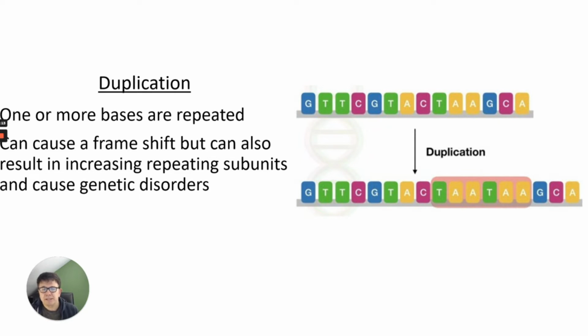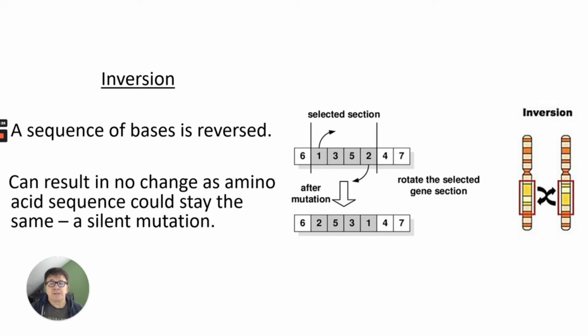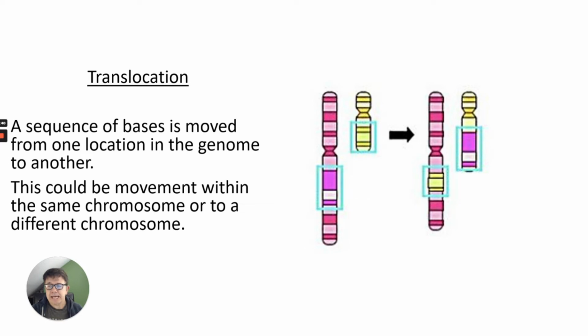And again, it causes a frame shift, but it can also result in increasing repeating subunits and causing quite serious genetic disorders. Inversions are where a sequence of bases is reversed. That can result in no change, as the amino acid sequence could stay the same, and it's known as what we call a silent mutation, where it has no effect. And then translocation, where a sequence of bases is moved from one location in the genome to another. This could be movement within the same chromosome or to a different chromosome, and this is going to have a major effect on protein synthesis.